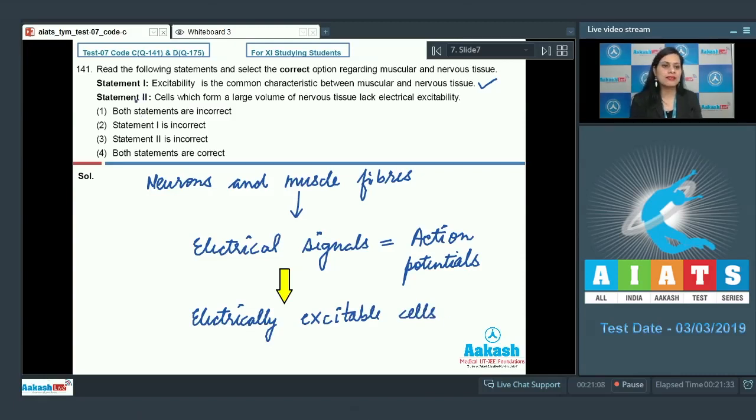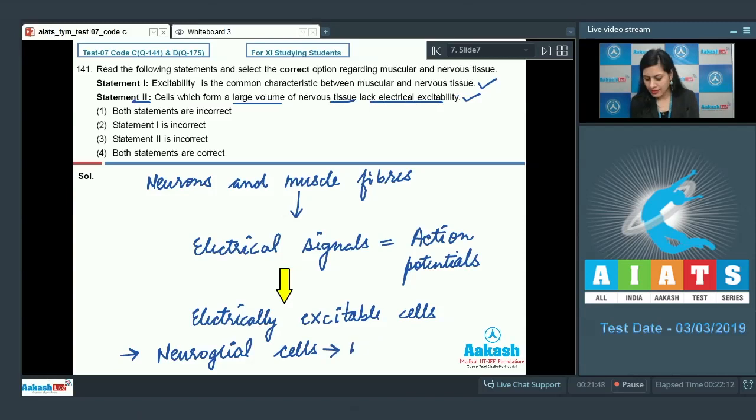The next statement given is Statement 2. Cells which form a large volume of nervous tissue lack electrical excitability. And this is also a correct statement because cells which form a large volume of nervous tissue are neuroglial cells, which make up more than 1/2 of the volume of nervous tissue, and they are non-excitable cells. These neuroglial cells are non-excitable cells.